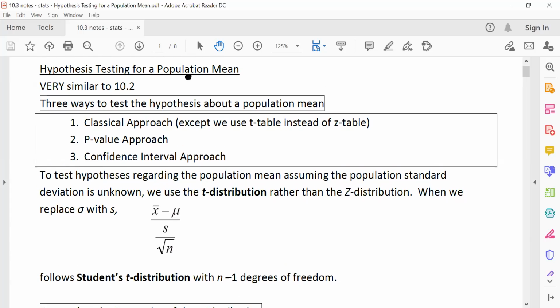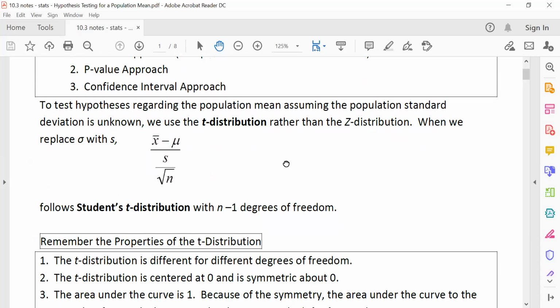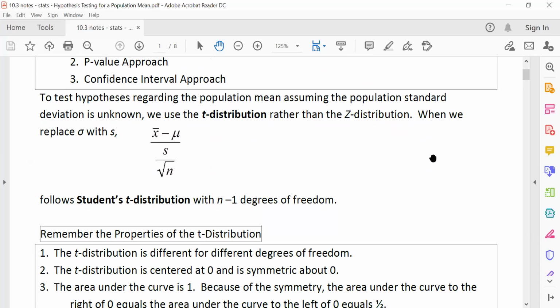Now we're going to test for a population mean. We're going to test for the average value of a population as opposed to the proportion. So we can use the classical approach, except that we must use a t-table instead of a z-table, because it turns out that in order to test the mean, we have to use the t distribution instead of the z distribution. That's going to change our test statistic into something that looks like this.